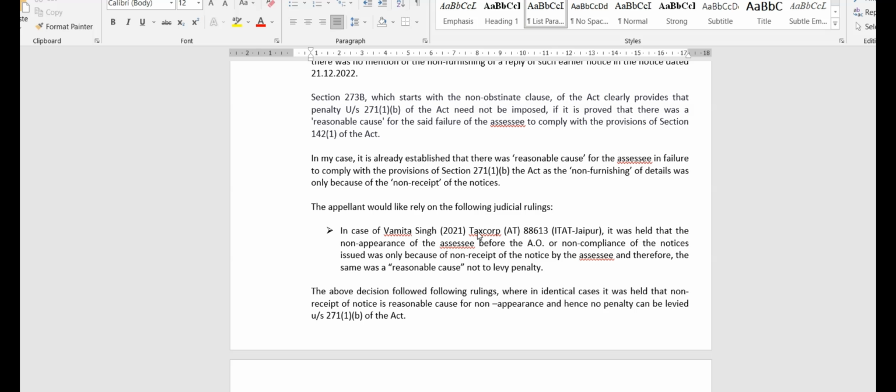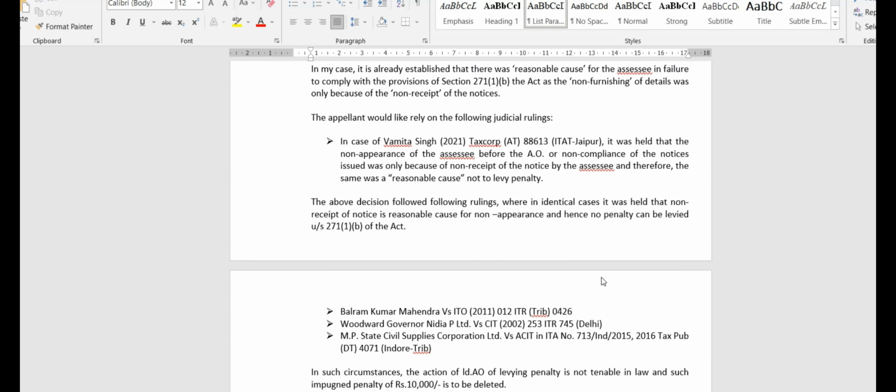In the case of Amita Singh, it was held that the non-appearance of the assessee before the AO or non-compliance of the notices issued was only because of the non-receipt of the notice by the assessee, and therefore the same was a reasonable cause not to levy penalty. The above decision followed the following rulings where in identical cases it was held that non-receipt of the notice is reasonable cause for non-appearance and hence no penalty can be levied under section 271(1)(b). So these are the cases in which this Amita Singh case was followed.